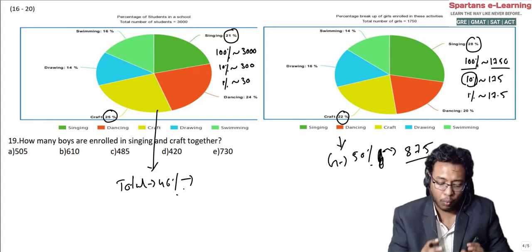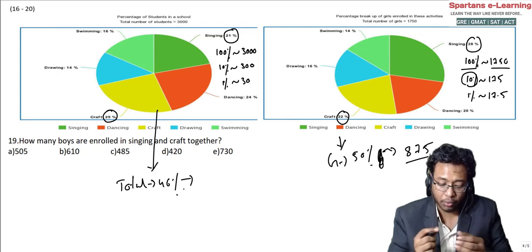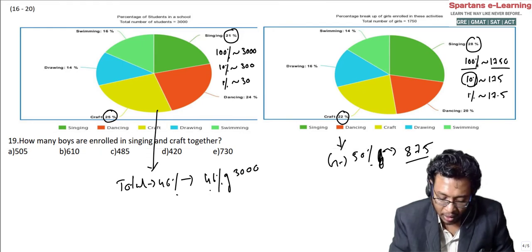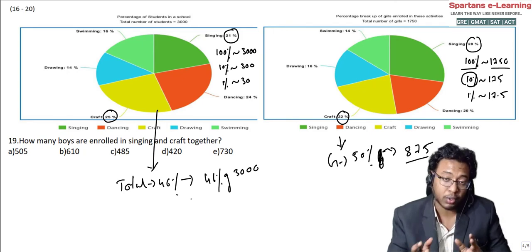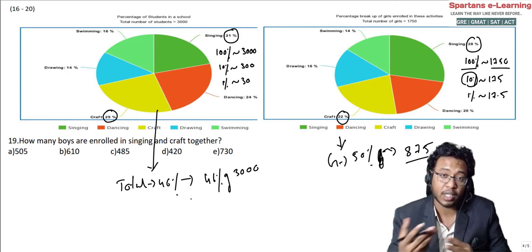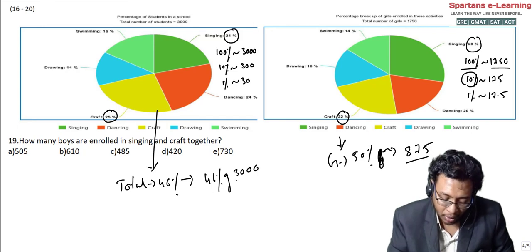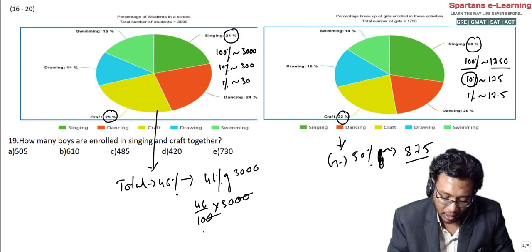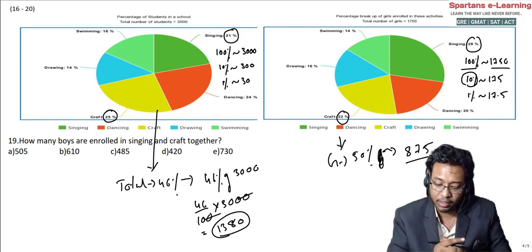Now you know what is 46% of 3000? That's what you need to find. I'll tell you some good logic here. 46% of 3000, instead of doing all these things, you can also do 3000% of 46, which is one and the same. Anyway here it is simple, so I will calculate it directly: 30 into 46, which is 1380. This is the total.